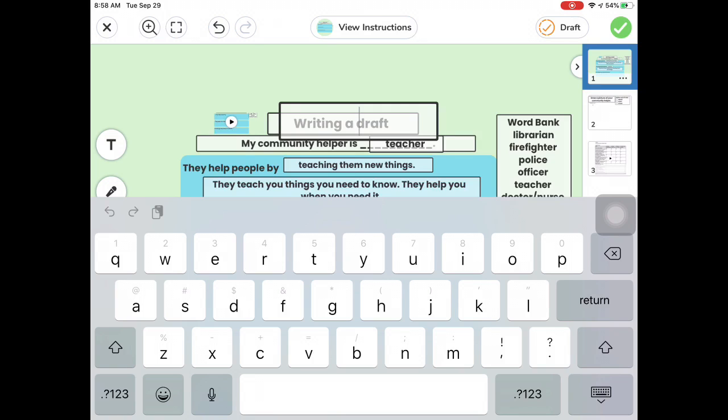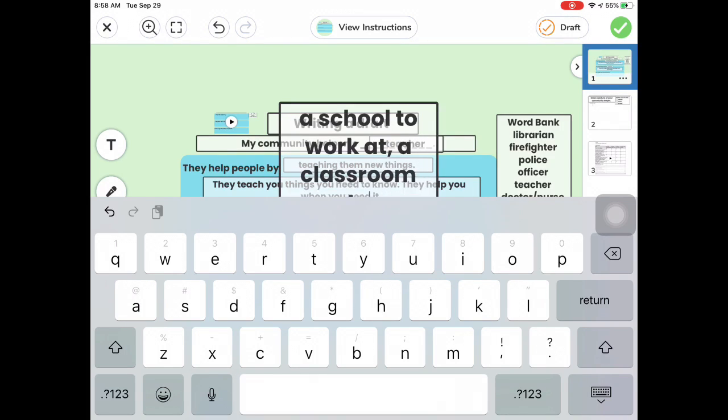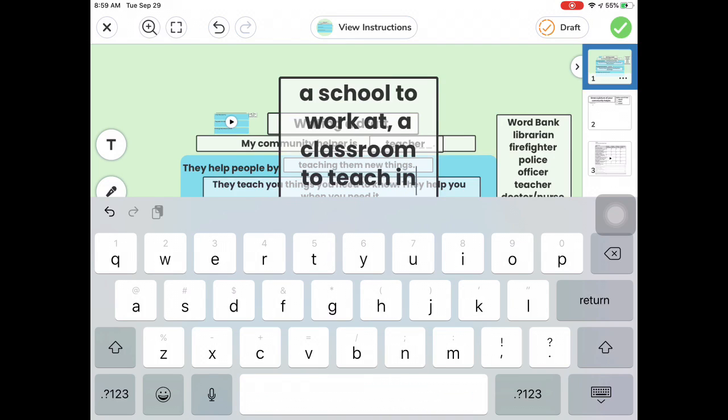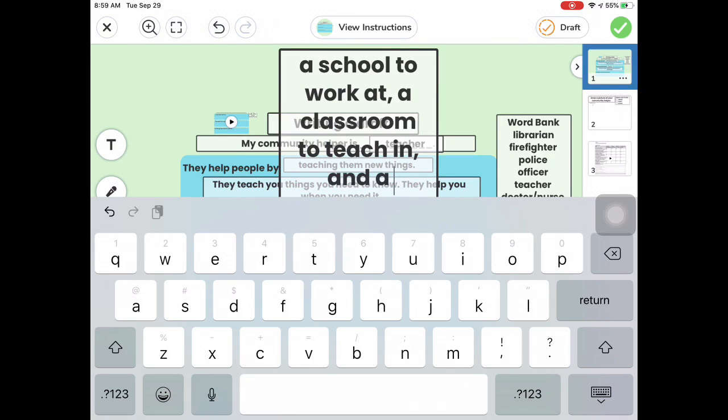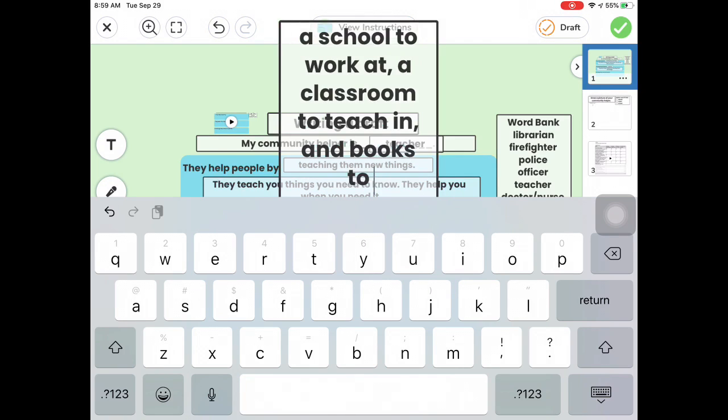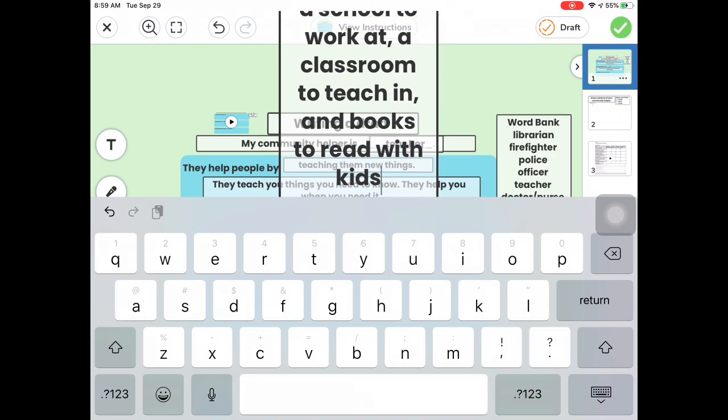tools that teachers use. So the things they need and use are a school, because that's where they work. So a school to work at, a classroom to teach in, and books to read with kids.